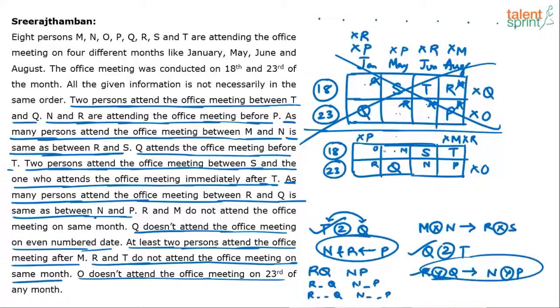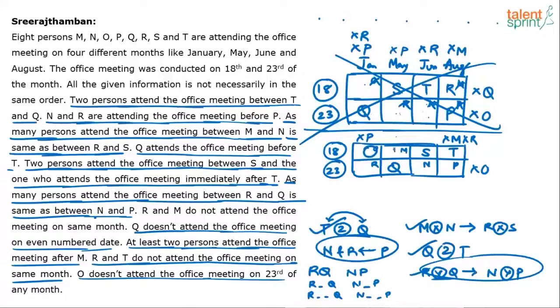Number of people between M and N, 1 and 2, Q and S. Number of people between R and S, M and Q, 2 people. So this condition is satisfied. Number of people between R and Q, 1 person, M. Number of people between N and P, 1 person, P. O does not come in the bottom row. M and R do not come here. P does not come here. And both R and Q have to come before, N and R have to come before P. Both N and R have come before P. So this is the final arrangement.